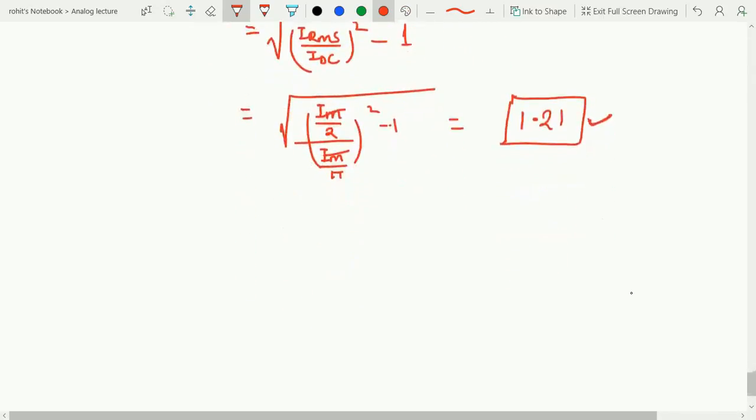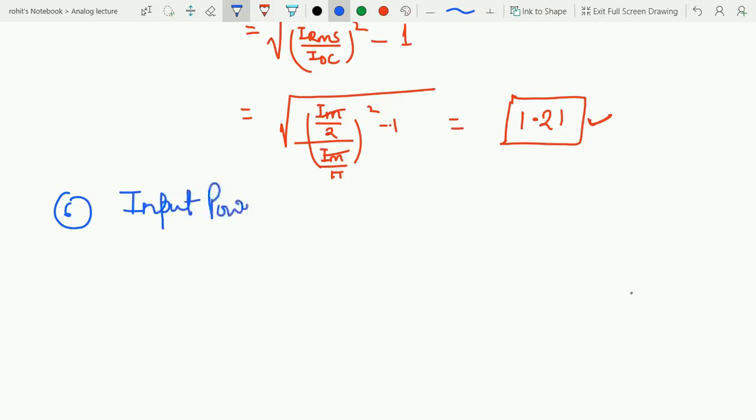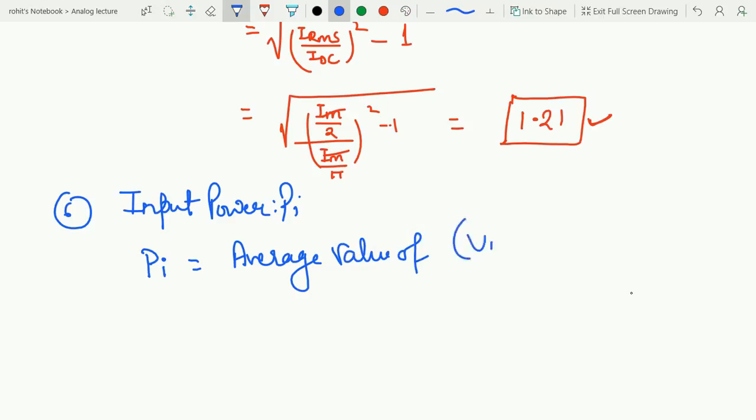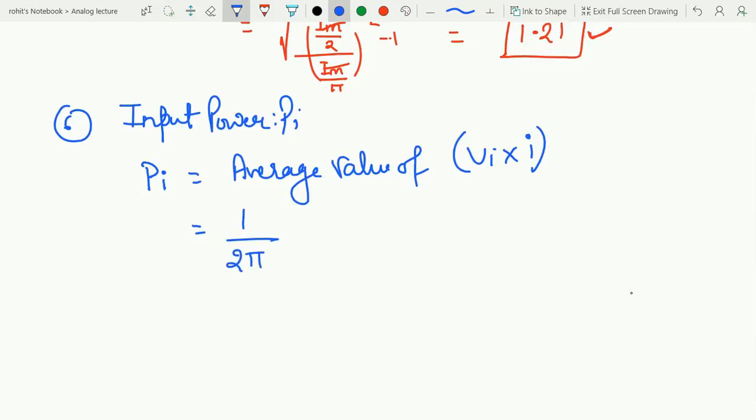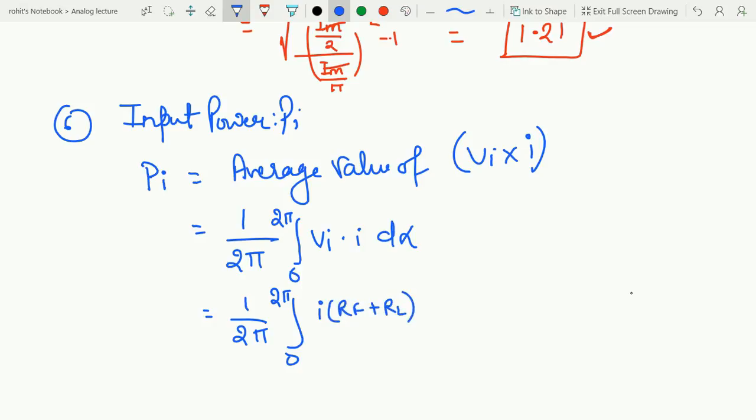So now we will calculate input power. What is input power? By definition, PI is the average value of vi into i. What is the definition of average value? It will be 1 upon 2 pi, integral 0 to 2 pi of vi into i d alpha. So what is vi? By applying KVL in the secondary circuit, we can write vi is i into RF plus RL.